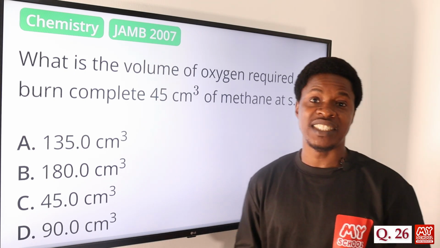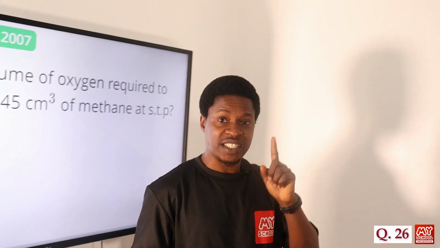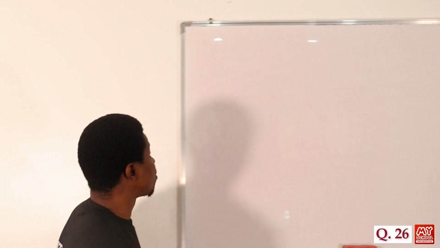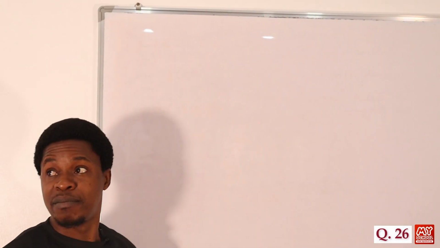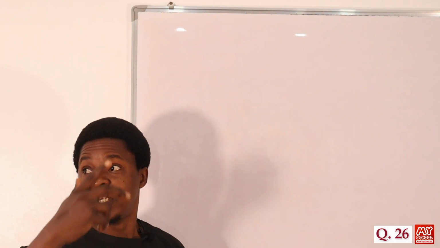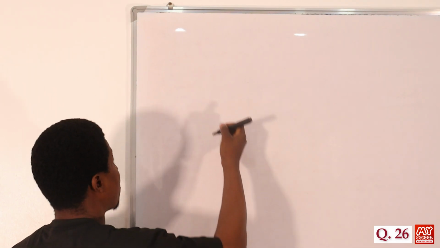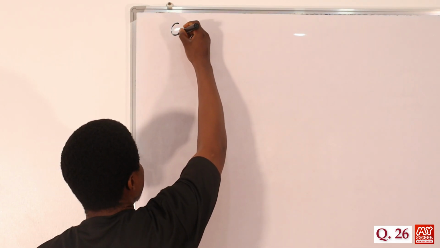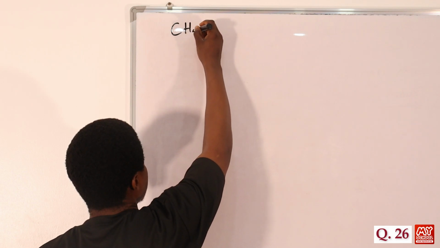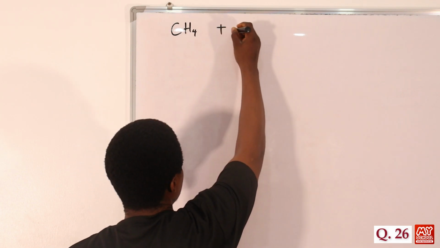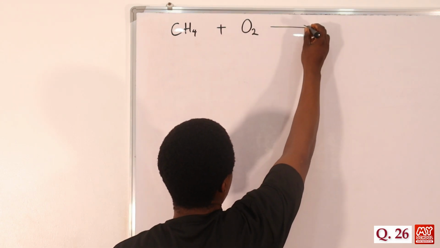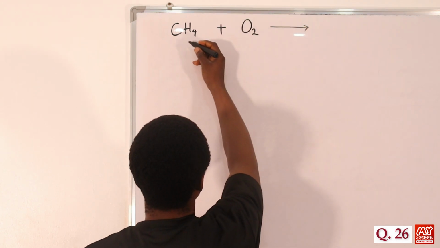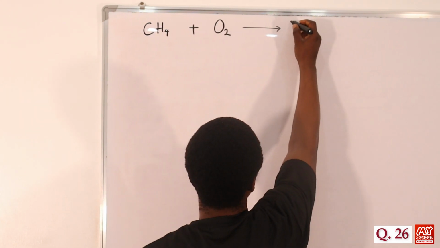I think we need to write a balanced chemical equation first for this reaction. The reaction is between oxygen and methane. So we have methane here, CH4, reacting with oxygen. Of course, that reaction is called a combustion reaction, because a hydrocarbon reacts with oxygen, burning in air.